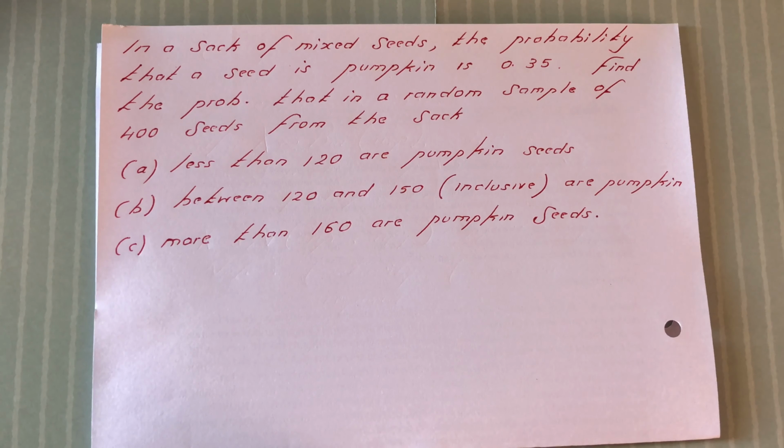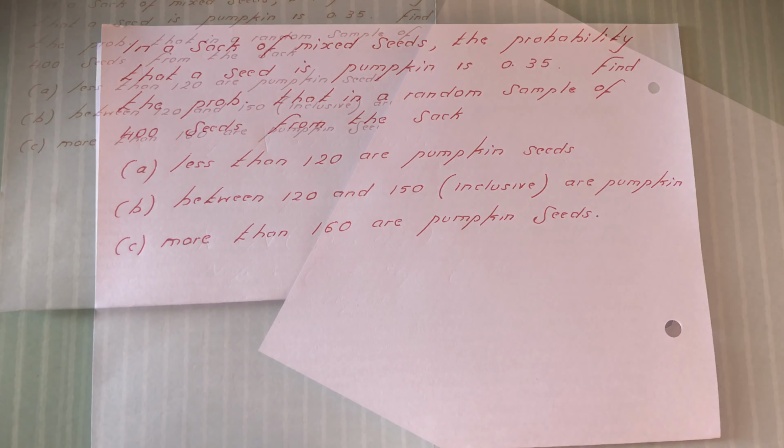Let's look at a question where we have to use the normal approximation. The question reads as follows: in a sack of mixed seeds, the probability that a seed is pumpkin is 0.35. Find the probability that in a random sample of 400 seeds from the sack, less than 120 are pumpkin seeds, between 120 and 150 inclusive are pumpkin, more than 160 are pumpkin seeds.